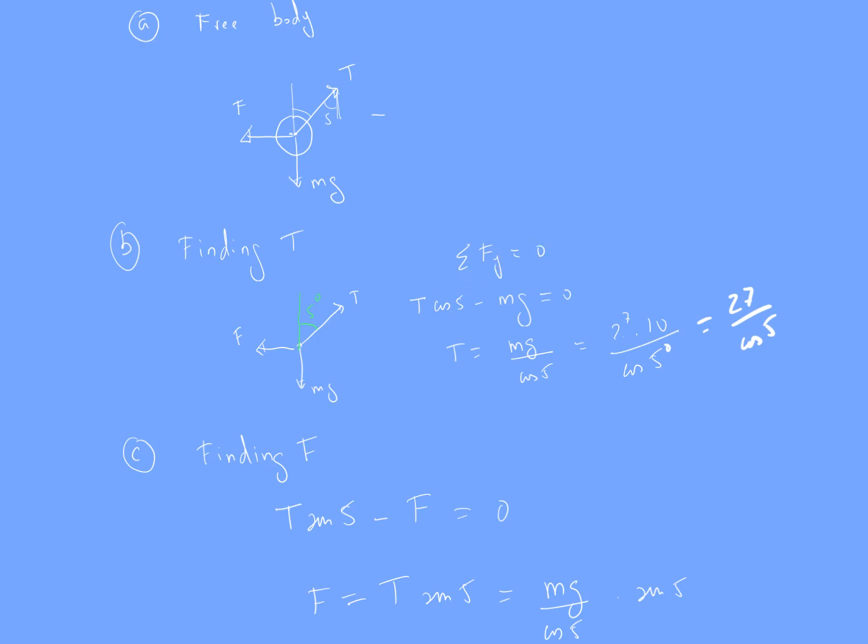What are the forces in the y direction? I see the T; the projection of the T in the y direction is T cosine of 5. And there is mg going downwards. So T cosine of 5 minus mg should be 0. I don't see any other forces in the y direction because this one is in the minus x direction. So from this equation I can find the tension on the rope.